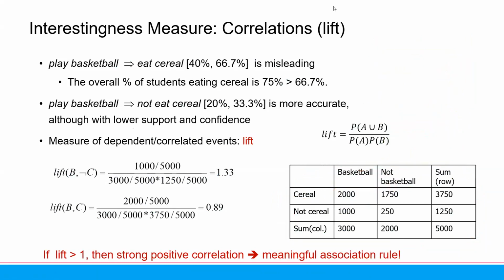And we have the total data. So the summation, the total data is 5000. We also have the summation: the people who play basketball, we have 3000, and the people who eat cereal, we have 3750. So this is the summation of the row, and this is the summation of the column. Now I would like to know if we have this rule: play basketball and eat cereal. I want to check whether there is an association between this data.